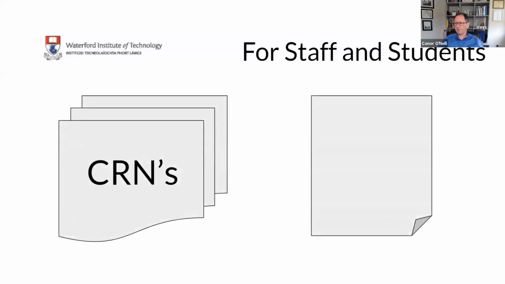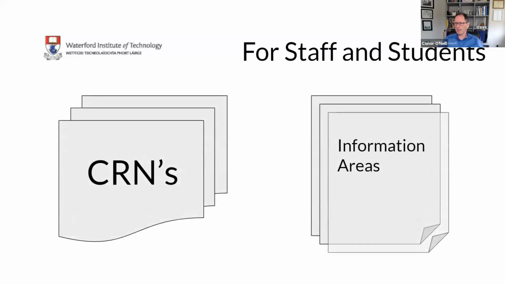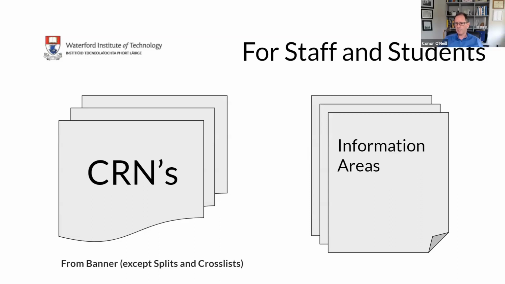Okay, so for staff and for students, this is kind of what really happens. There's 2 types of modules in Moodle. There's CRNs, right? And then there's information areas. And CRNs are basically from Banner. So we get all our CRNs from Banner, except when it comes to splits and cross lists. Information areas, on the other hand, are basically like school information areas, departmental information areas, program information areas. And they only live in Moodle. They don't exist in Banner.